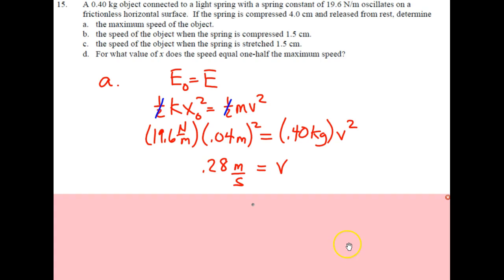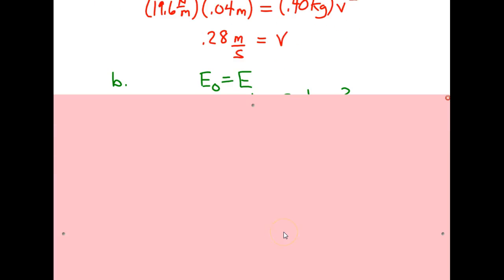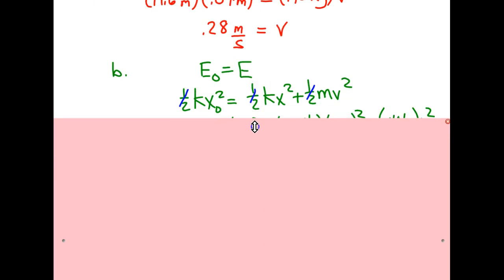B, they want the speed of the object when the spring is compressed 1.5 centimeters. So we're going to keep the same initial state at the beginning of the problem, but our final state will now have our object moving and also have the spring partially compressed at 1.5 centimeters. So we have both kinetic and elastic potential in the final state. Again, we start with our conservation of energy statement. And we have our initial 1/2 k x_o squared equals 1/2 k x squared plus 1/2 m v squared.